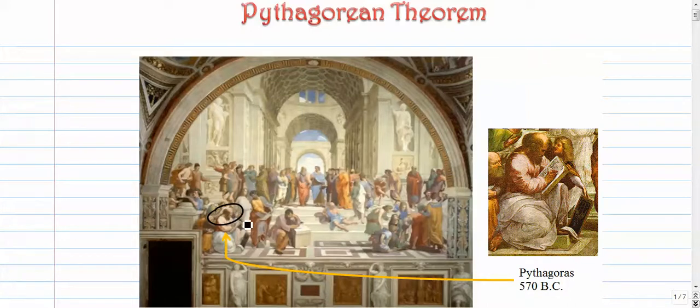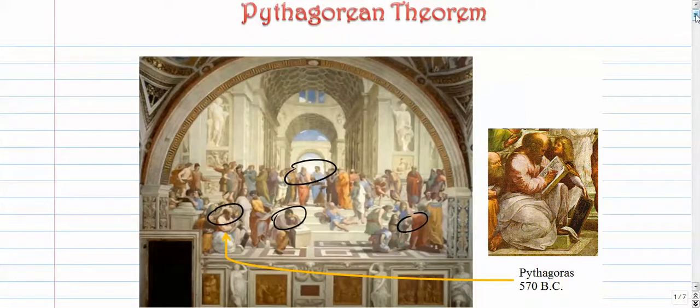Bunch of people around him listening to what he has to say, and he's not the only important person in this painting, right? This is on the back of my classroom for a reason. There are Plato, Aristotle right here. We have Euclid over here doing a mathematical construction with a compass. We have Michelangelo depicted up here, and a lot of other astronomers and pretty important thinkers of antiquity.